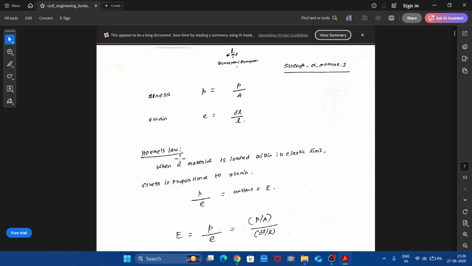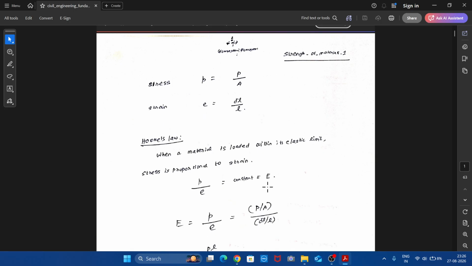Then Hooke's law. We know that when a material is loaded within its elastic limit, stress will be directly proportional to strain, or stress by strain equals some constant. So stress is small p, strain is small e, equal to a constant. That constant is the Young's modulus or modulus of elasticity, capital E.